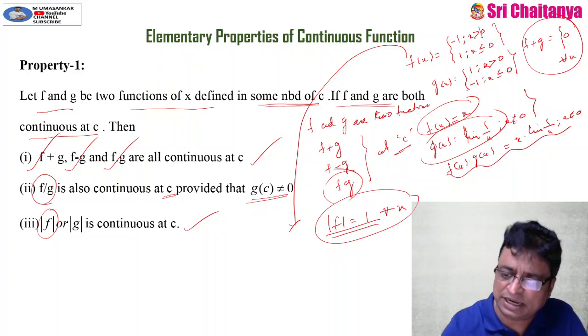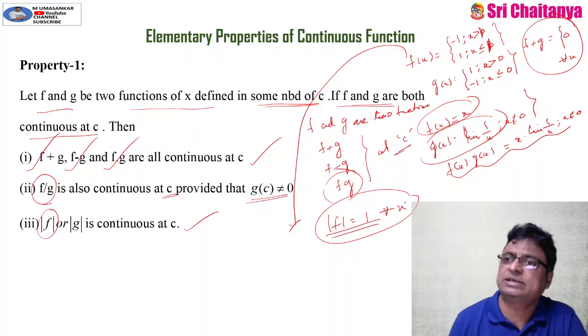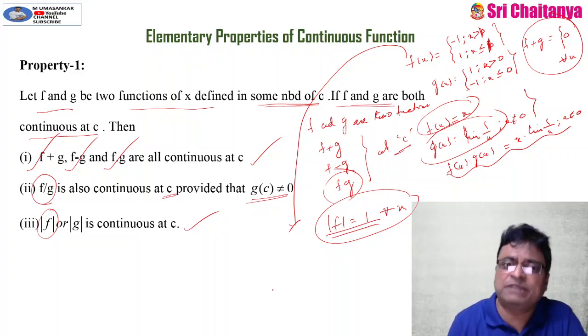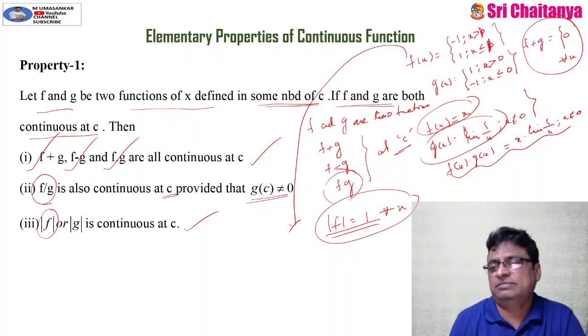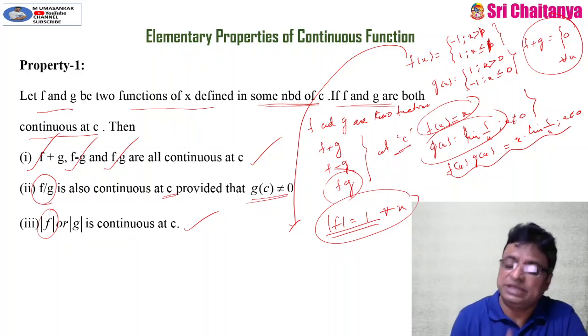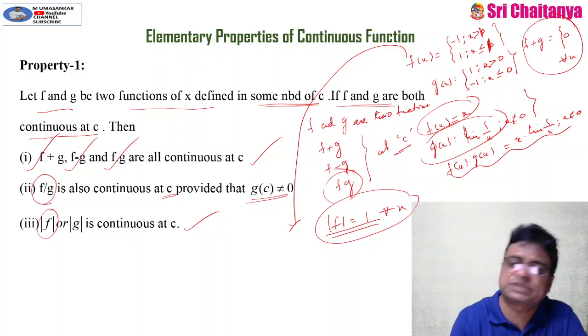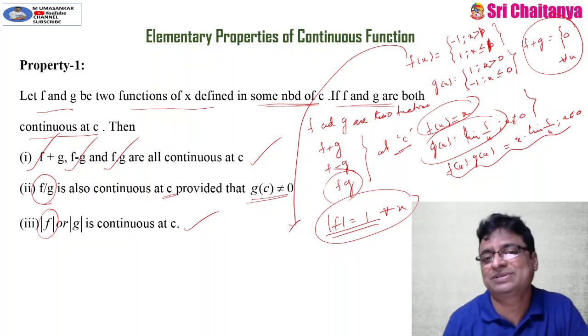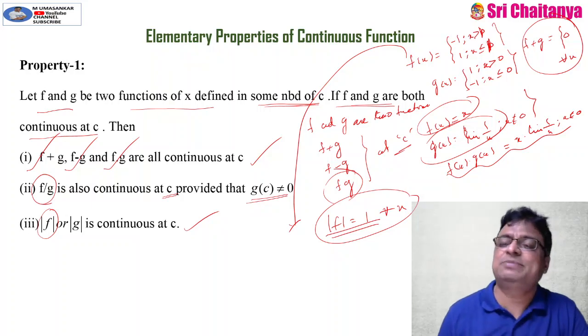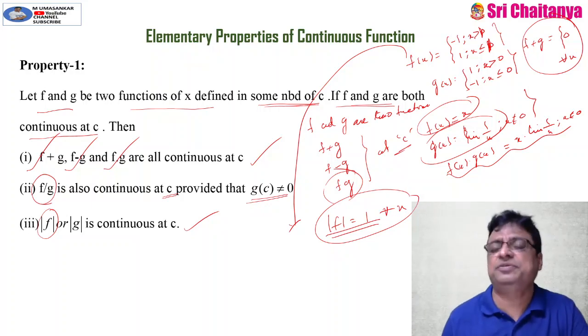I can define my function like this. Then mod f is equal to 1 for every x. Then what will happen? Mod f is continuous, but your function is not continuous. If f is continuous, then mod f is continuous. But if mod f is continuous, then f need not be continuous. So this is about the properties of continuous functions and the algebra of them. Very, very useful for you.